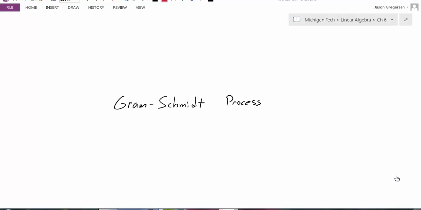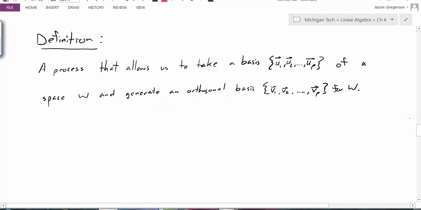In this video we're going to talk about the Gram-Schmidt process. So first, what is the Gram-Schmidt process? The Gram-Schmidt process allows us to take a regular basis, u1, u2, out to up, of some vector space W, and generate an orthogonal basis, v1, v2, out to vp, for W. So we're taking a regular basis and we're creating an orthogonal basis.